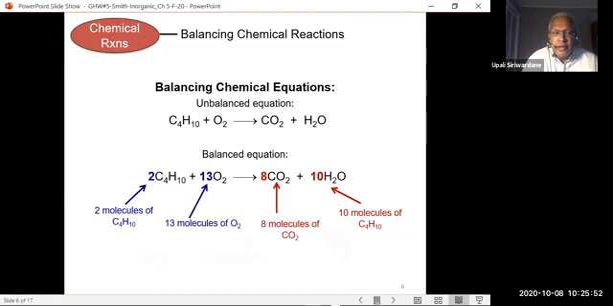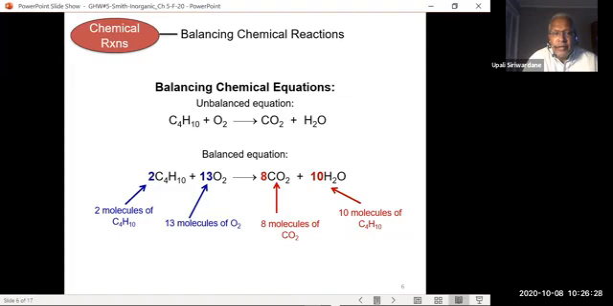C4H10 and oxygen going to carbon dioxide and water is not balanced. If you look at the carbon, there are 4 carbons on the reactant side and only 1 carbon on the product side. Therefore, we have to change the numbers in front of chemicals called stoichiometric coefficients until we get the balance of atoms in either side. So to balance, we put 4 in front of carbon dioxide.